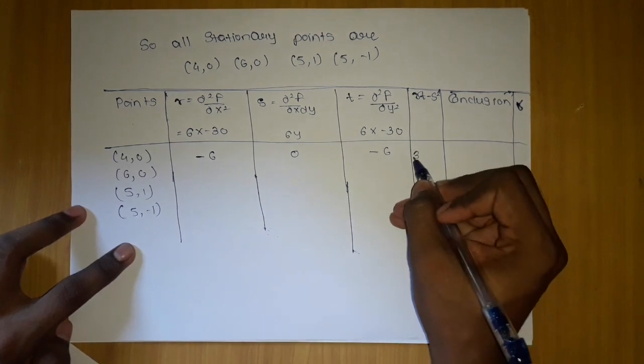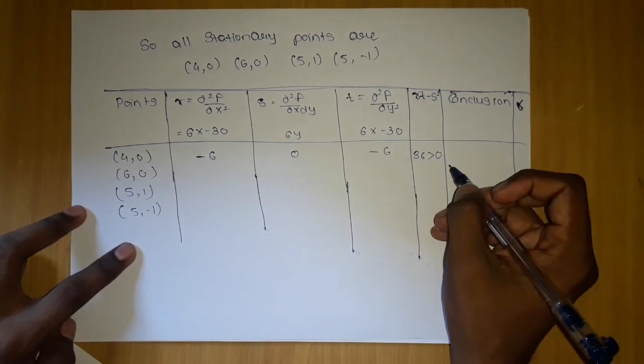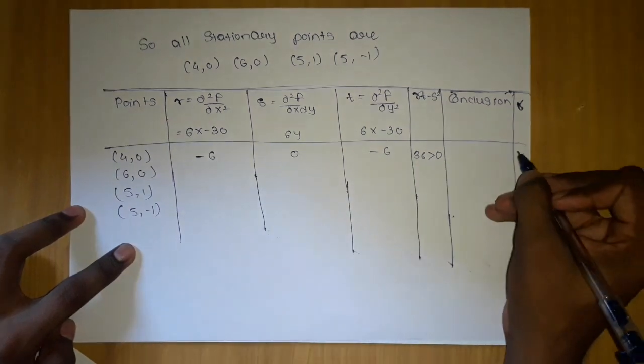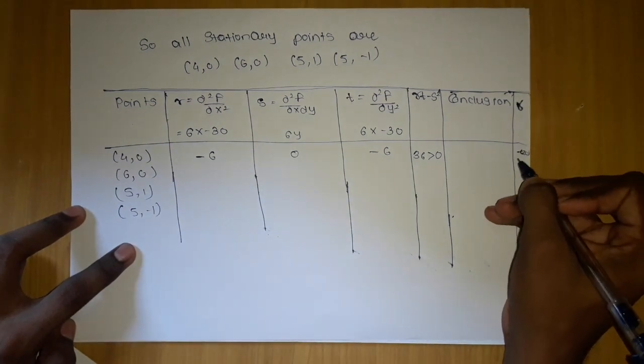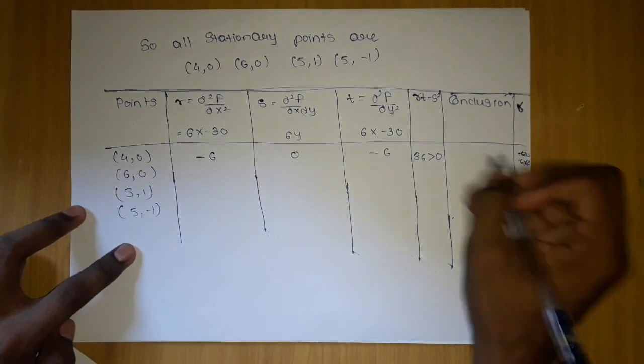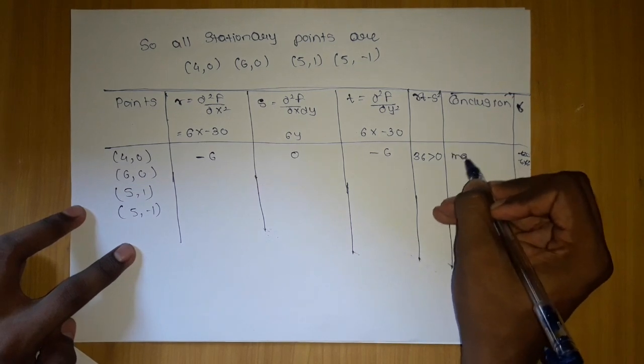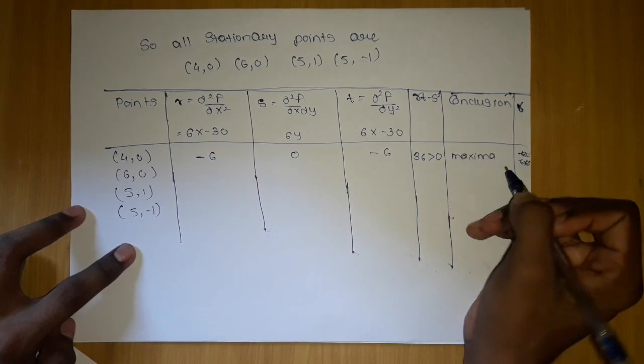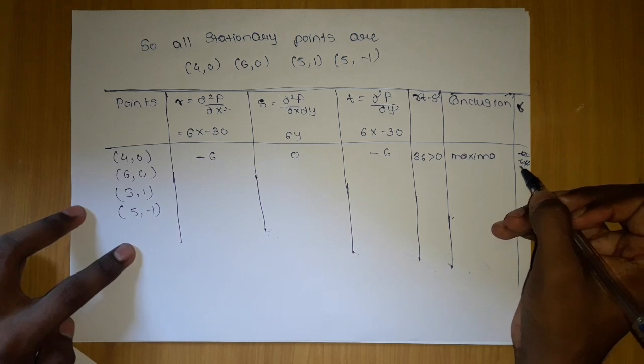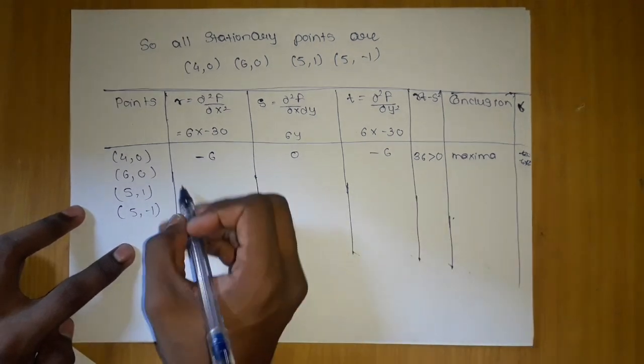So it is 36, which is greater than 0, and you know R is nothing but this value. I can say it is less than 0. Here I don't have place, it is less than 0, and so the conclusion is maxima. Maxima is when R is less than 0 and RT minus S square is greater than 0.